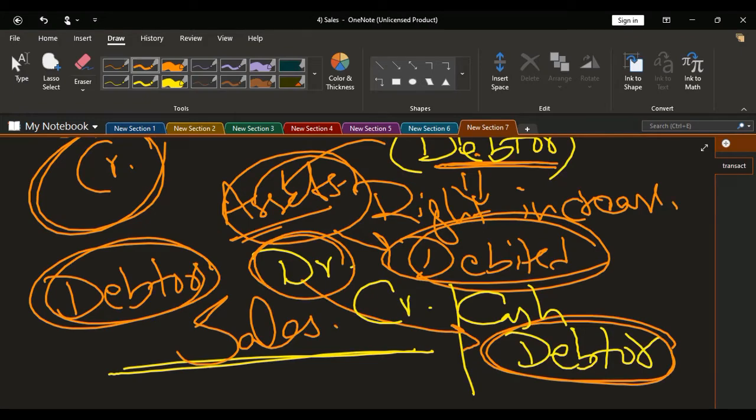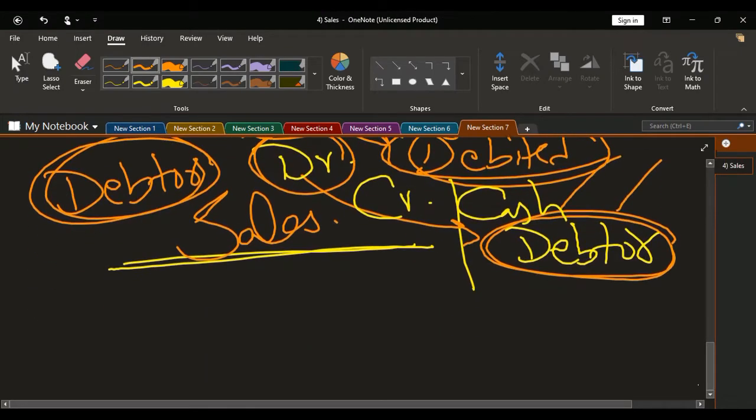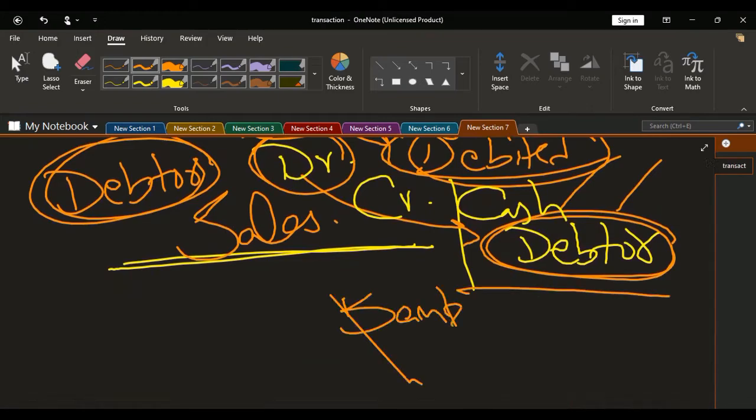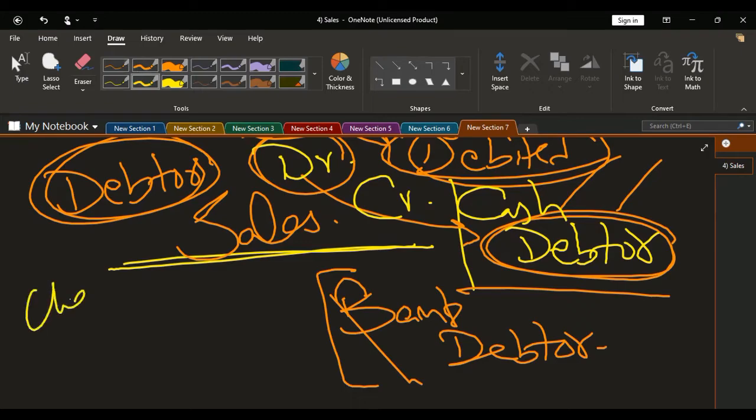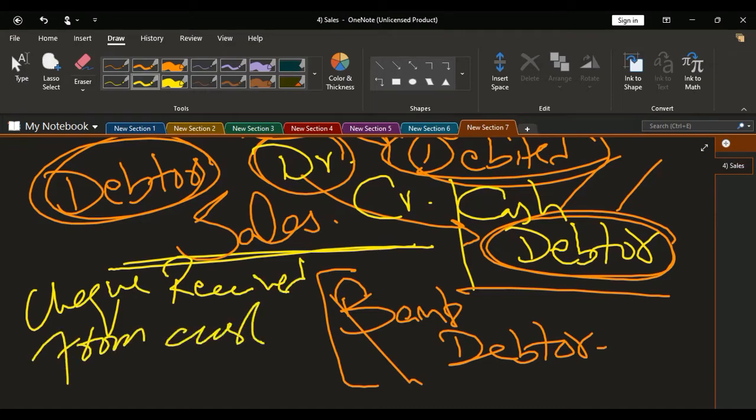So when the cash is received from the debtor, the entry will be cash debit, debtor credit. And if the amount is received in terms of bank balance, then the entry will be bank debit, debtor credit. Cheque received from customer. So these are the sales related transactions.